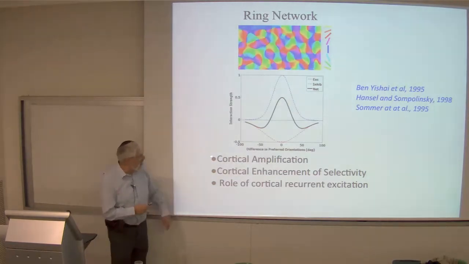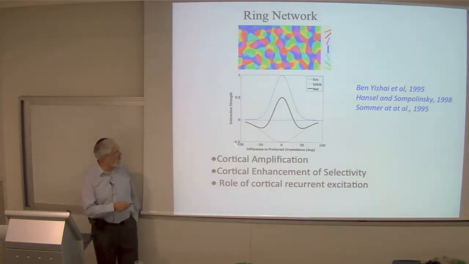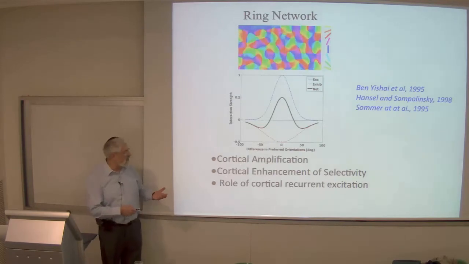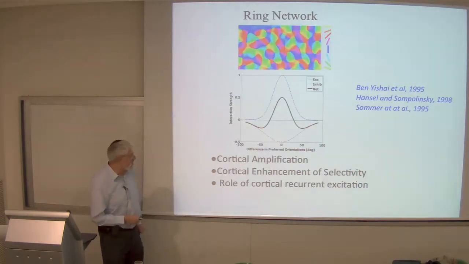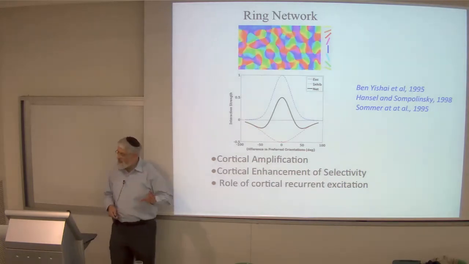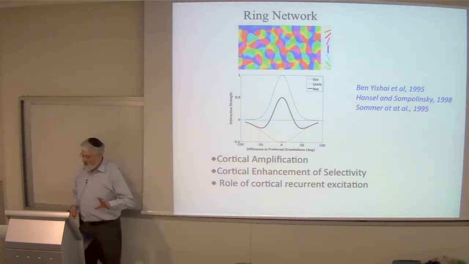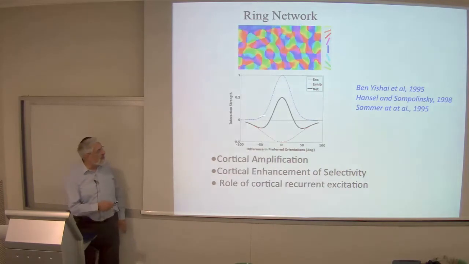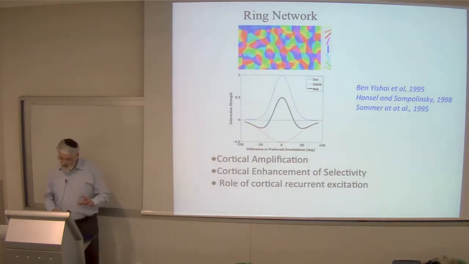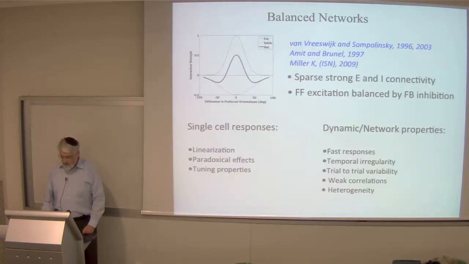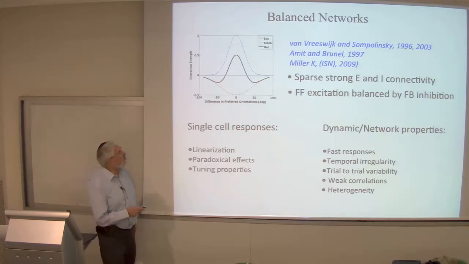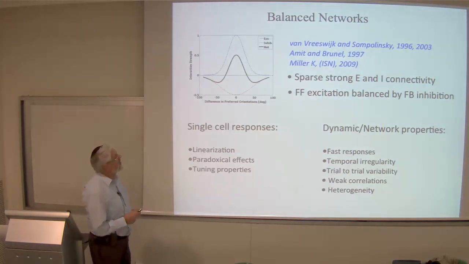In any case, there have been several studies of such a network. The advantages are it amplifies signals, particularly it enhances selectivity, and as I said, it's unique among many models of V1 local circuitry in that it places an important role on the local recurrent excitation.